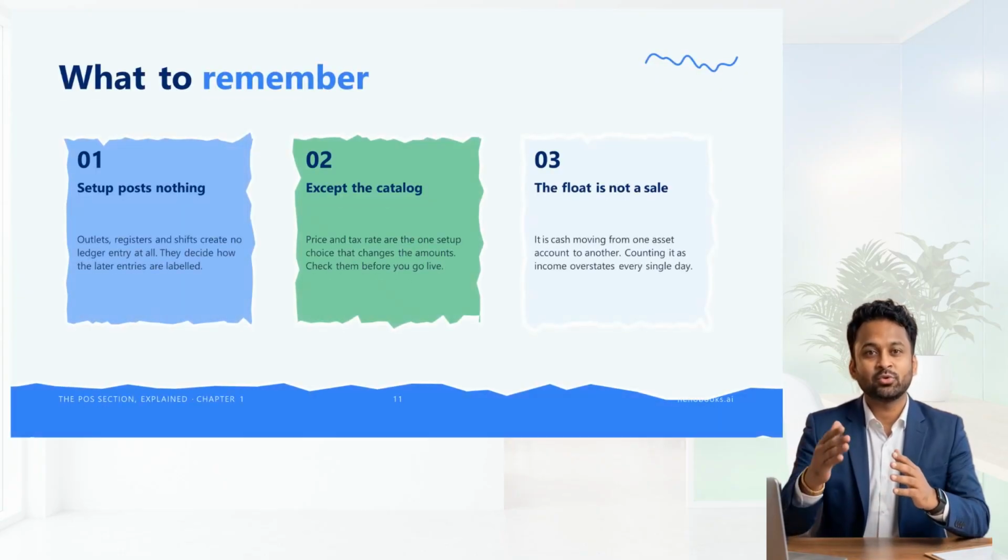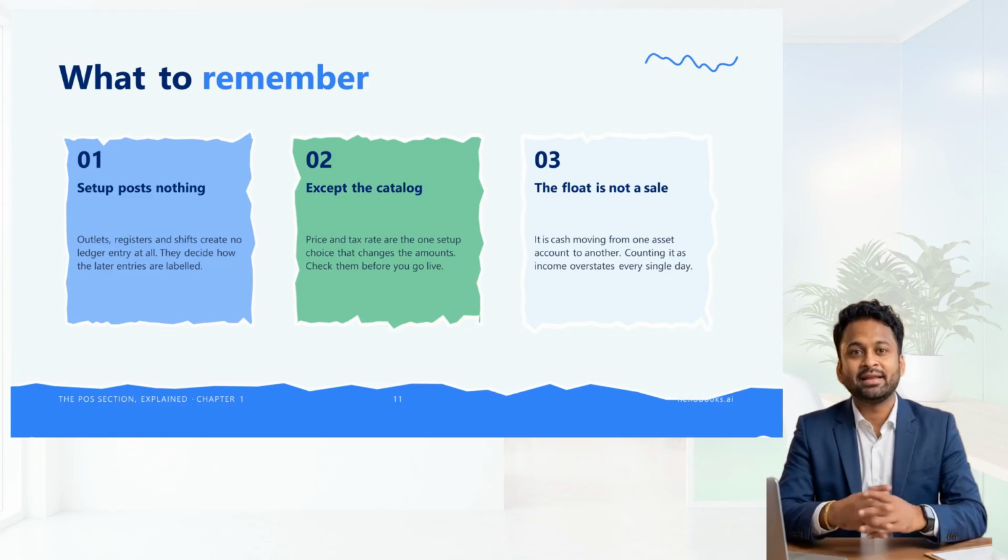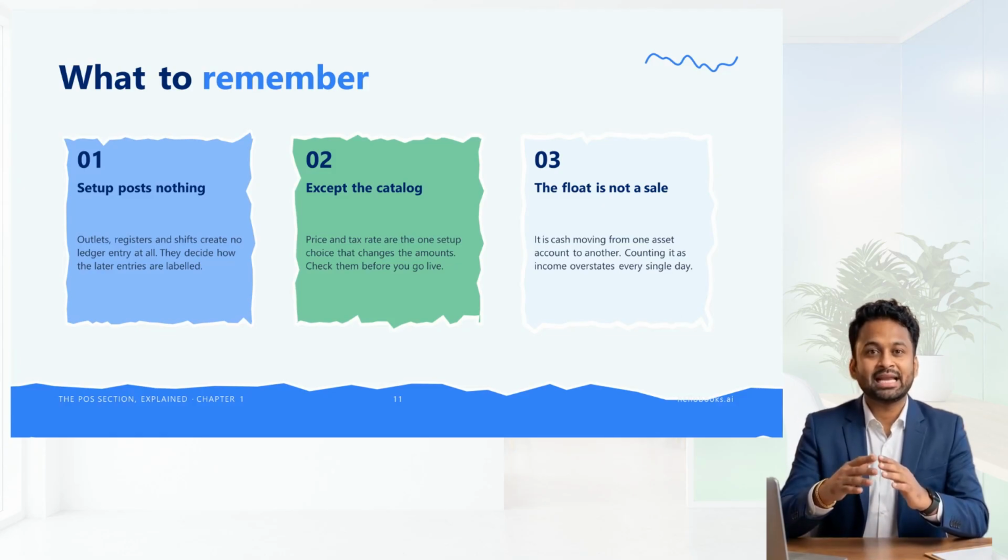3 things to hold on to. Setup posts nothing except the catalog, which sets the amounts. And if you ever treat that float as sales, you'll overstate your takings every single day.